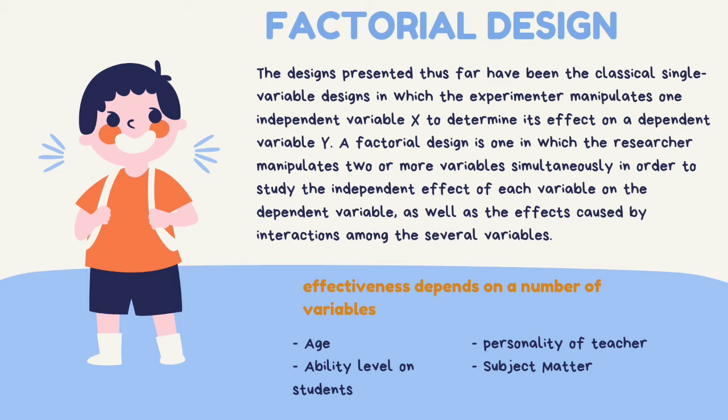It may well be that the effectiveness depends on a number of variables such as the age, ability level of students, the personality of the teacher, subject matter, and so on. For example, a method may be more effective with below average students than with bright ones. A classical one variable design would not reveal this interactive effect of method and intelligence level.